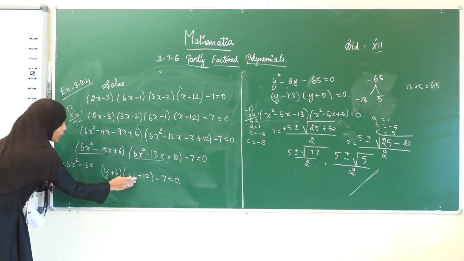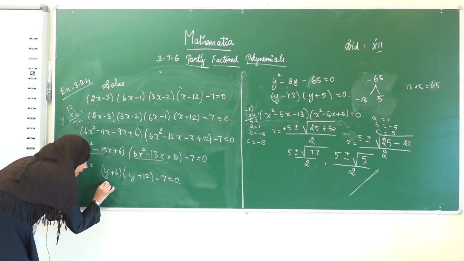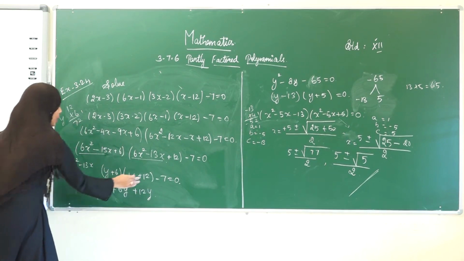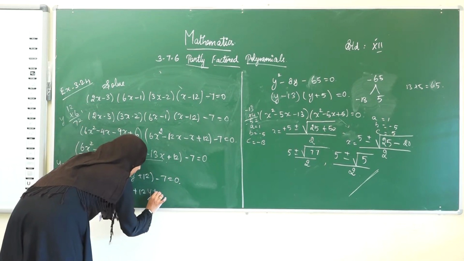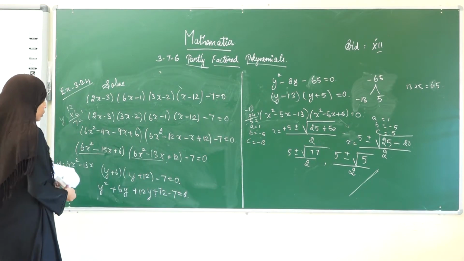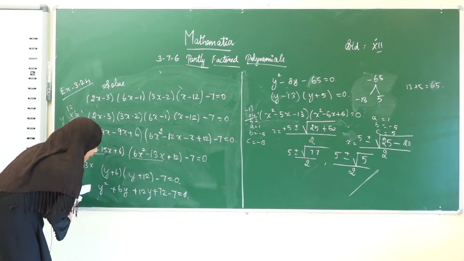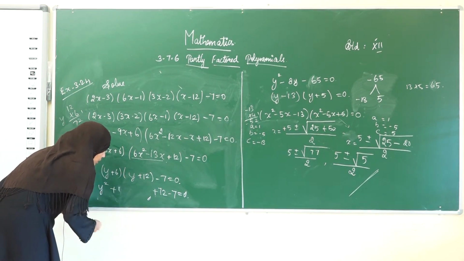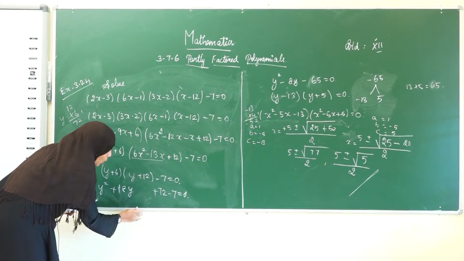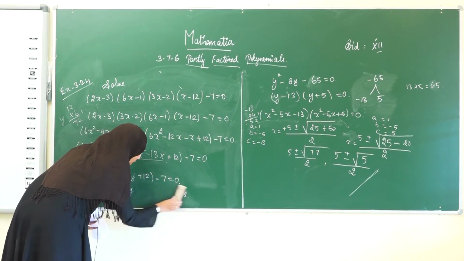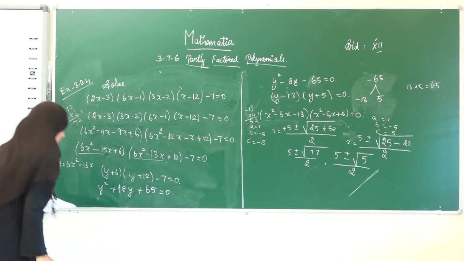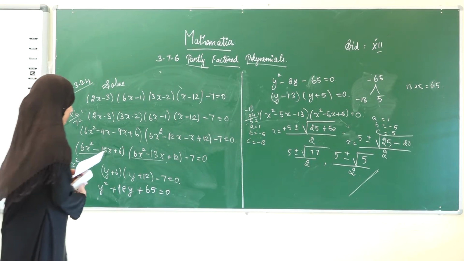Okay, now we are going to multiply this. y into y is y square plus 6y plus 12y, and again 12 into 6, we know 12 into 6 is 72, plus 72 minus 7 equal to 0. Okay, when we add this we get 18y, plus 18y, 72 minus 7, what we get is plus 65 equal to 0. Okay, we got this.